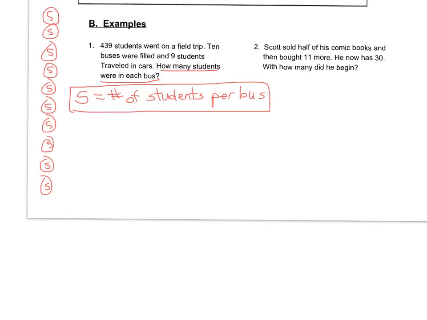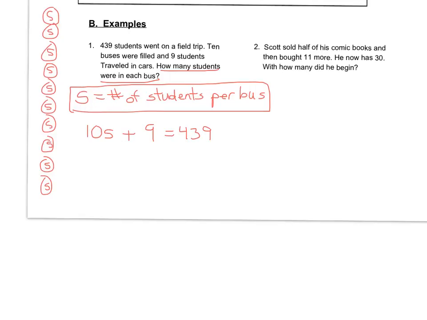So 10 times S is going to be how many kids are on buses. Now there's 9 more kids that traveled in cars, so we have to add those kids in. And that will equal the 439 total kids. That's your equation.